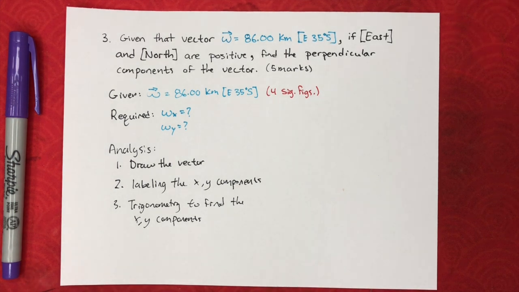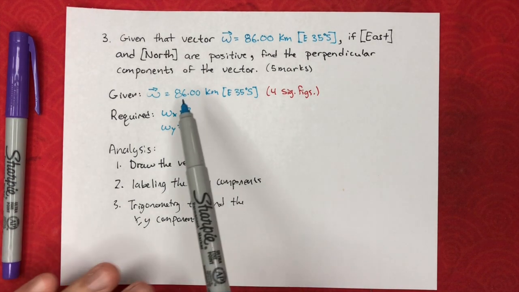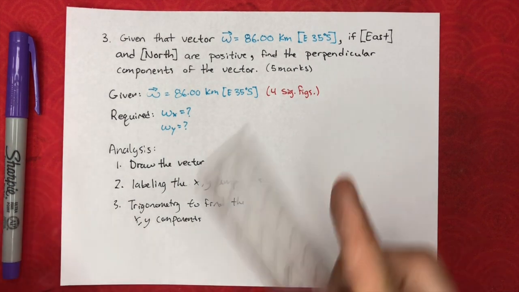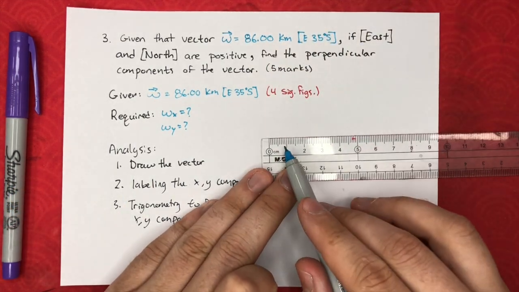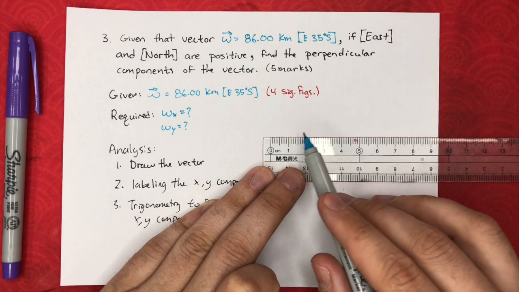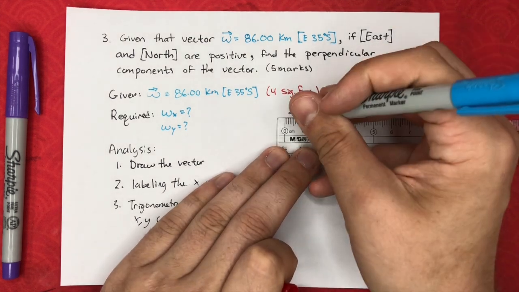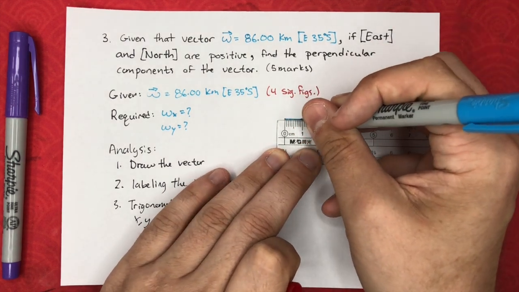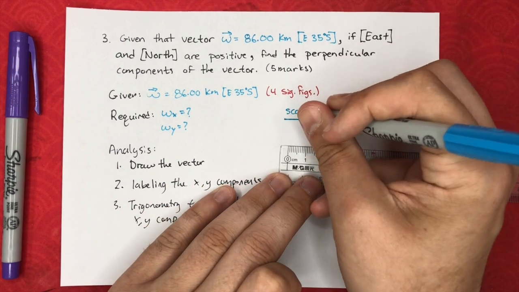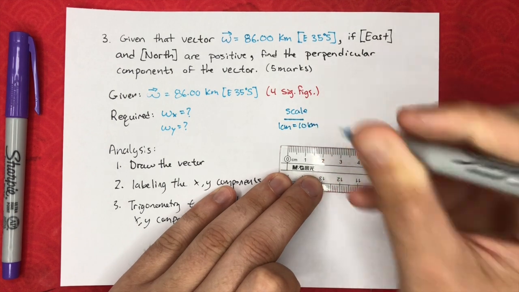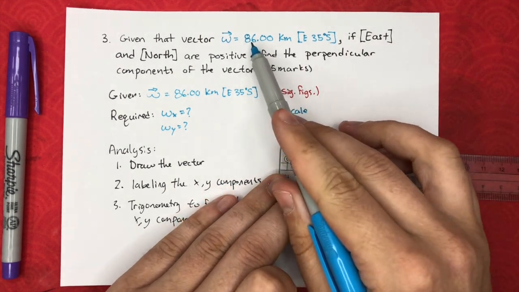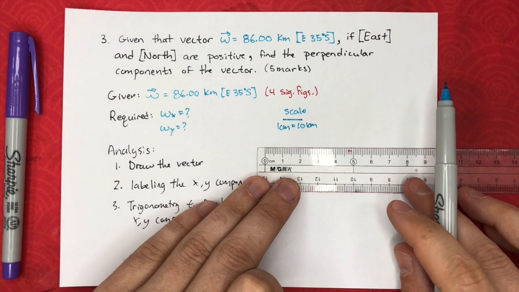So, let's draw the vector. We notice that W is equal to 86.00 kilometers. So I'm going to take out my ruler and I'm going to set a scale here. I'm going to say that 1 centimeter is going to be equal to 10 kilometers. Therefore, our scale should look something like this. I'll label this as scale: 1 cm is equal to 10 kilometers. So if we go to draw this vector, we should have a vector that is 8.6 centimeters long.